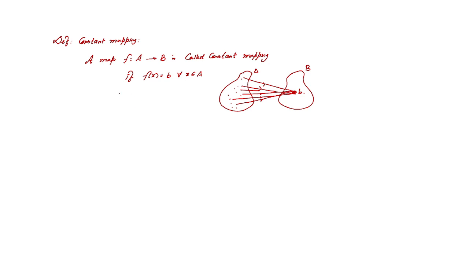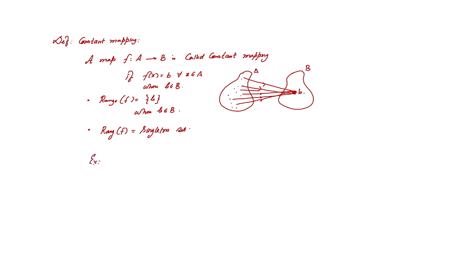Okay, and in that case, what is the range of f? The range of f is basically the singleton set {b}, where b belongs to capital B. Okay, so the range of f is basically a singleton set. Here we also write where b belongs to capital B. So this is the definition of constant mapping.